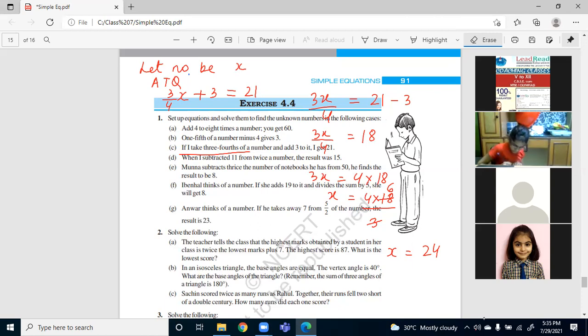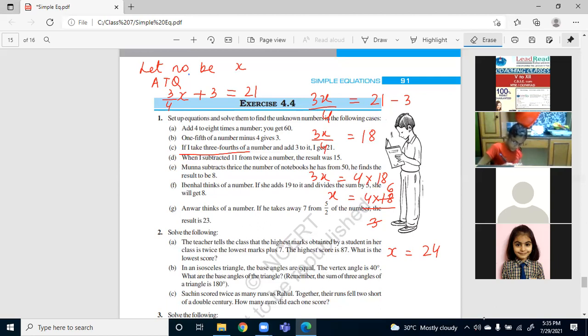Rakshita, you speak once. Yes, ma'am. Yes, I can hear you properly. Ma'am, now can you hear me? Yeah, a little bit, not much.